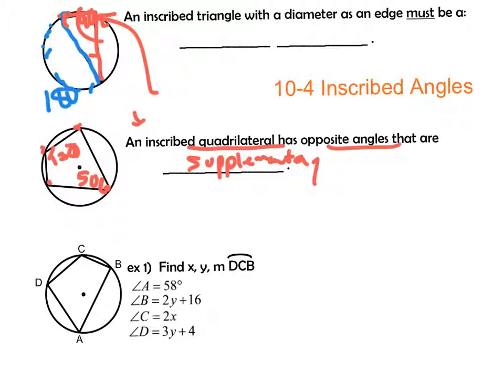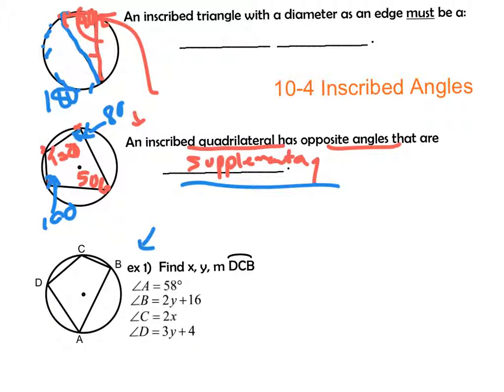Okay, and likewise, let me pick different numbers. If this angle is 80, then this one here has to be 100, because 80 plus 100 is 180, which is supplementary. So that's how you're going to solve problems like this.